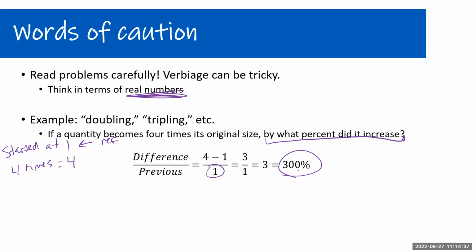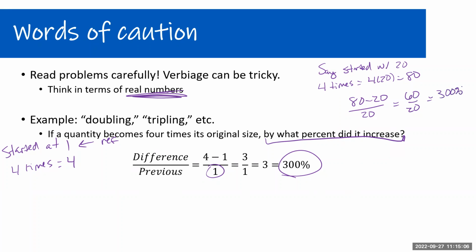Think carefully about this. You don't have to use 4 and 1. You could just as easily say that you started with 20. So 4 times is going to be 4 times 20, which is going to be 80. You can use these. 80 minus 20 over 20 is going to give us 60 over 20, which is going to still give us 300%. So don't get hung up on why I chose 1 and 4 here. Those are probably the easiest to start with 1, right? But start with whatever you want. As long as you do this math carefully, you'll be good.